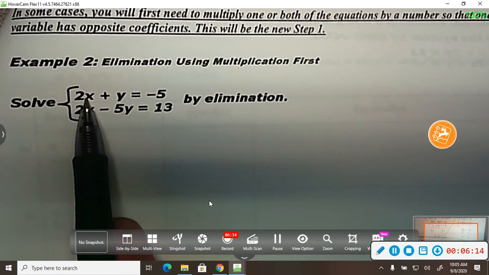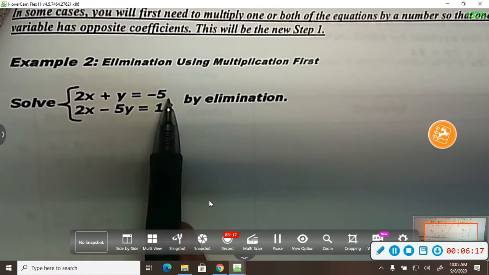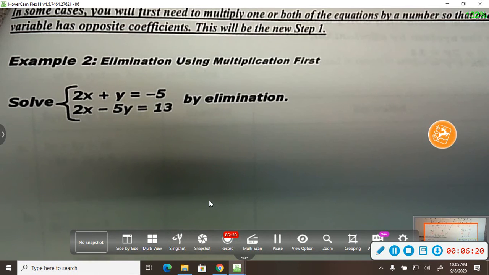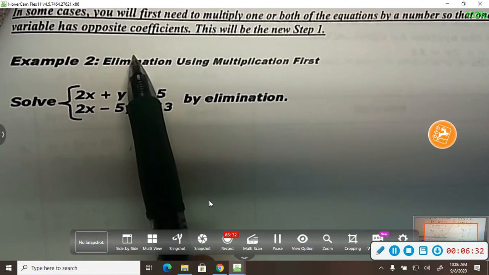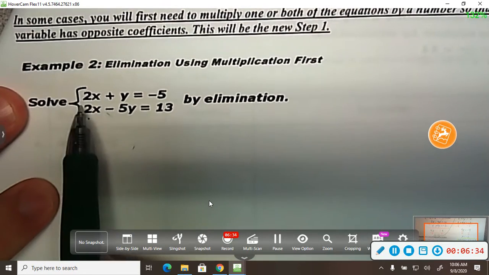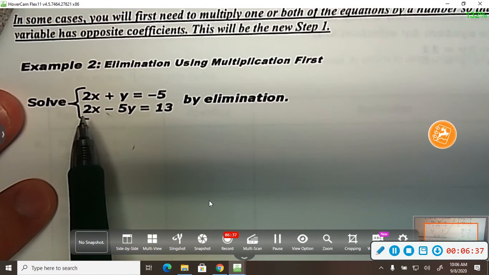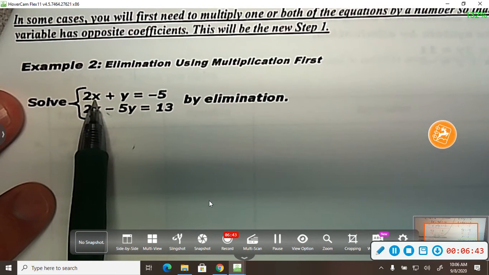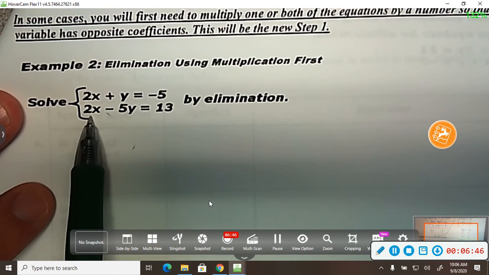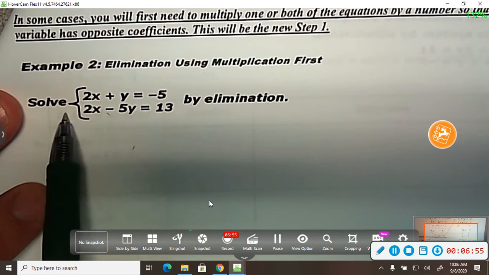Notice, first, are they in the same order? x, y, constant, x, y, constant, everything's lined up. And then you get to decide, and there's really not a right or wrong answer on this one. Do you want to eliminate the x's or the y's? So let's think about the x's. If I was to make these inverses, the smallest number that 2 and 2 go into is 2. So I would want one of these to be positive 2, keep it the same, but I would want the other one to change to a negative 2. So you would multiply everything by negative 1.